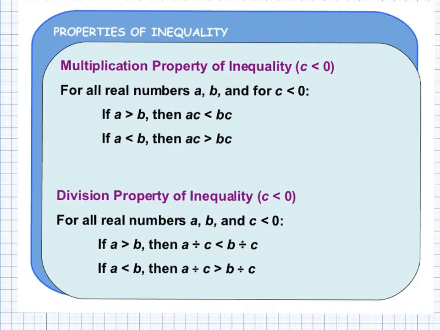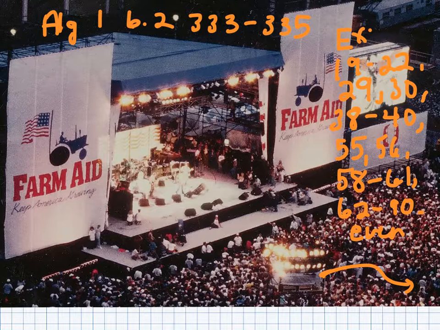This is the same thing you've all already seen. I just want you to really get it in your head what these properties mean and what happens. So take a minute and read this to yourself out loud, so that you get it into your head. And again, Algebra 1, 6.2, your assignment is pages 333 to 335, and you're going to do exercises 19 through 22, 29 through 30, 38 through 40, 55 to 56, 58 through 61, and then on 62 through 90, you're going to do even.